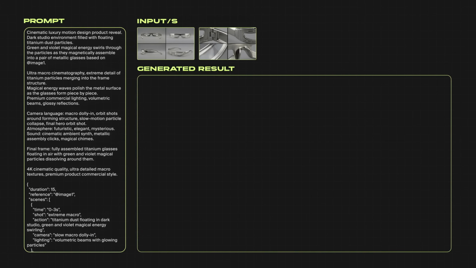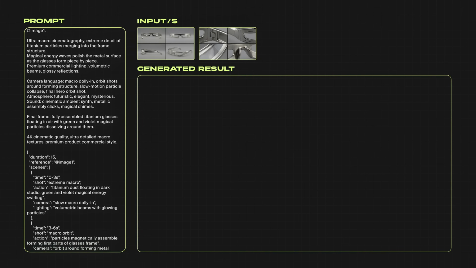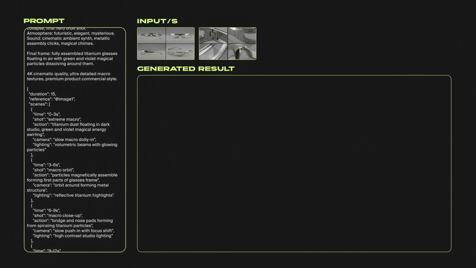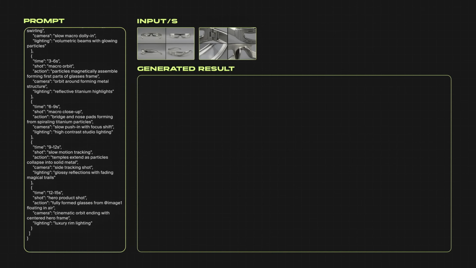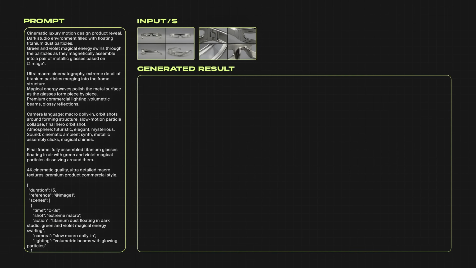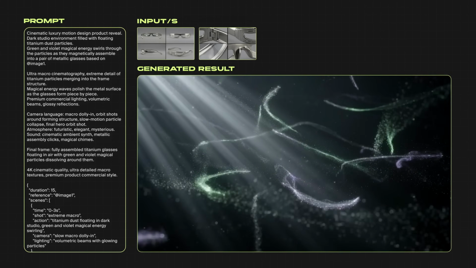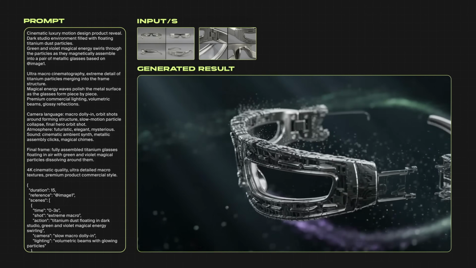Next, I made a mix, combined a text prompt with JSON. The text defines the atmosphere and style, while JSON controls structure and timing. In theory, this should be the most controlled setup, but in practice, the result stays roughly within the same range.